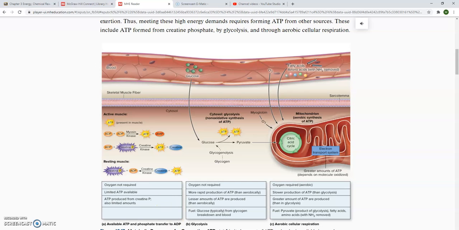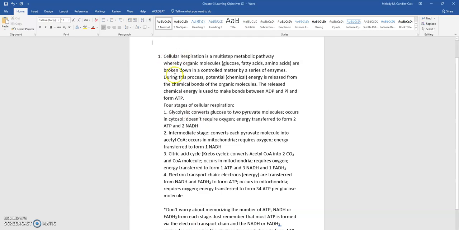So if you need to go back to chapter 3 to the learning objectives, the very last learning objective talked about cellular respiration. This was that process that happens in cells where they can take organic molecules and break them down and form ATP, and have that readily available storage of energy in the cells. And there were 4 stages: glycolysis, intermediate stage, citric acid cycle, and then the electron transport chain.